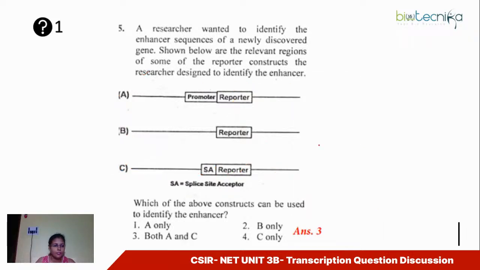Good try, everyone. At least those who gave me 3 as the option, very good. Those who gave me 1 as the option, at least you have understood 1.